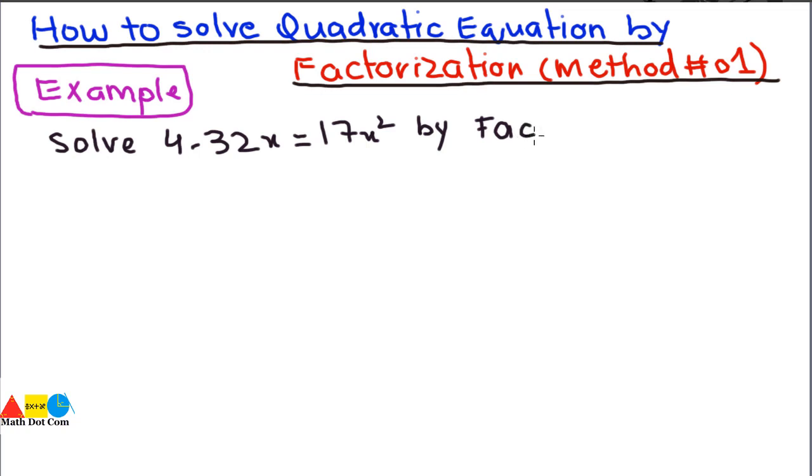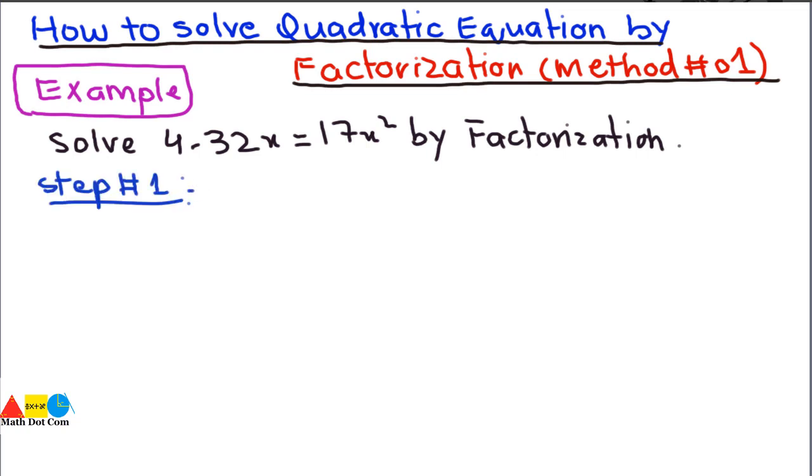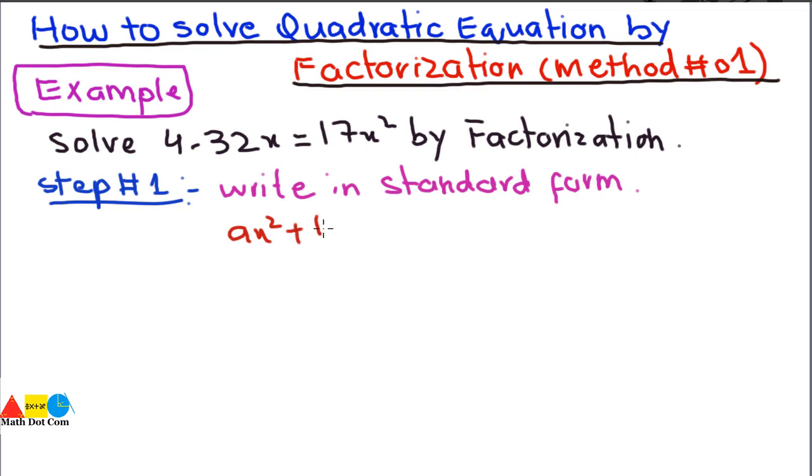So this is the problem or the question. Now we will follow a step-by-step method of how you can find the solution of this equation by using factorization. Step number 1 is: first write the equation in standard form of quadratic equation. We have already discussed the standard form of quadratic equation, that is ax square plus bx plus c equals 0.